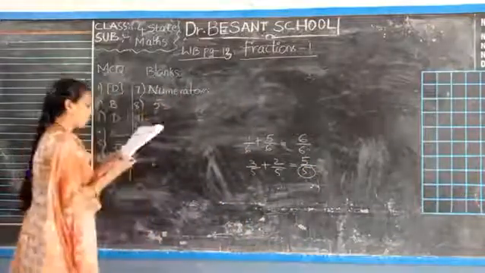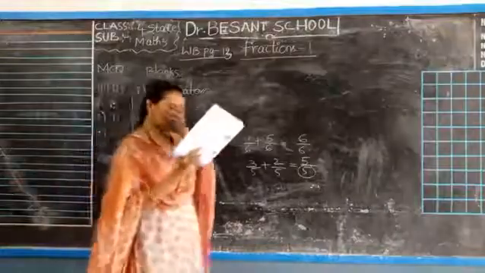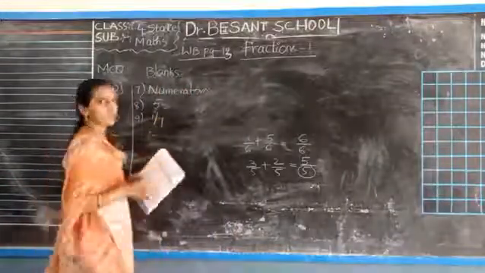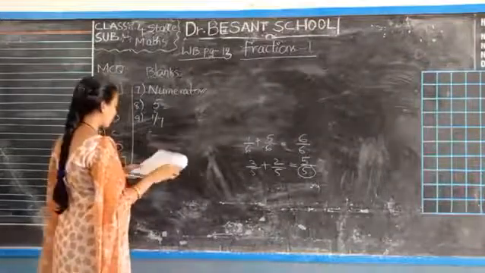Ninth one. 3 by 7 minus 2 by 7 is how much? 1 by 7. That's good. 3 minus 2 is 1. So 1 by 7 is the fraction.